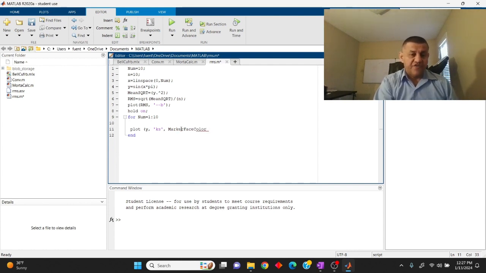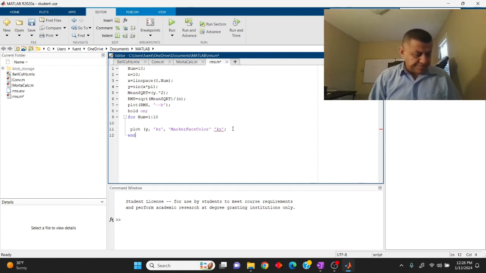And then I will say marker face color, and of course I need another little thing right here, that way MATLAB is not saying that I am just trying to create something that it's not understanding. And right here I said KS. Now I say KS and then put a semicolon like this, and then we put something like that, right?